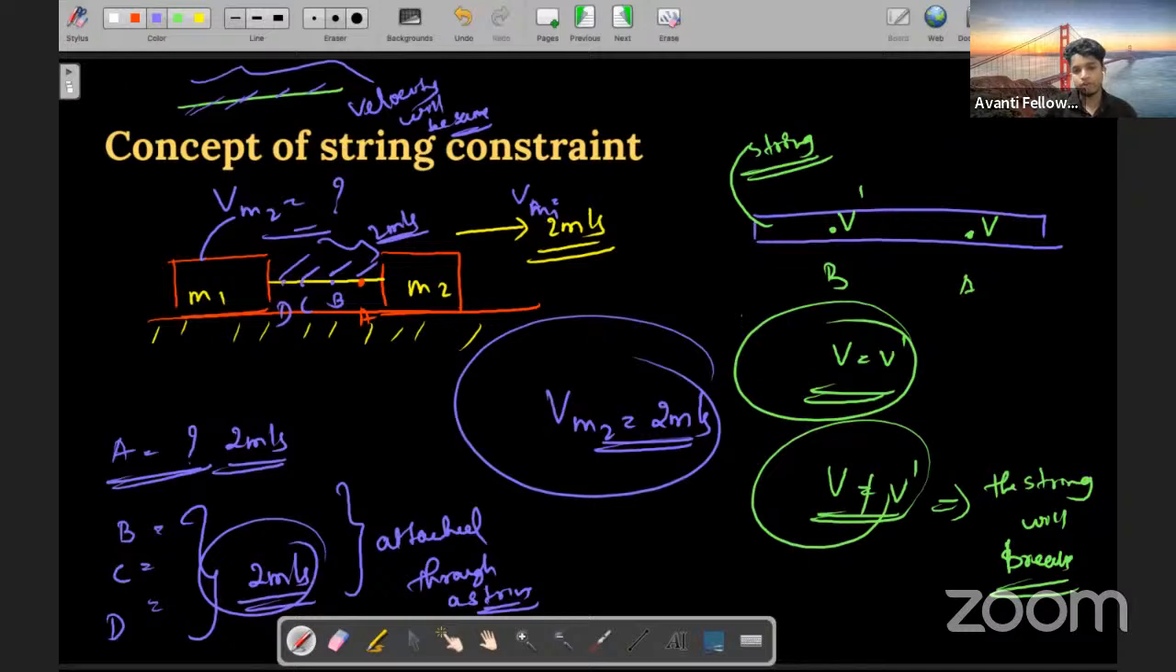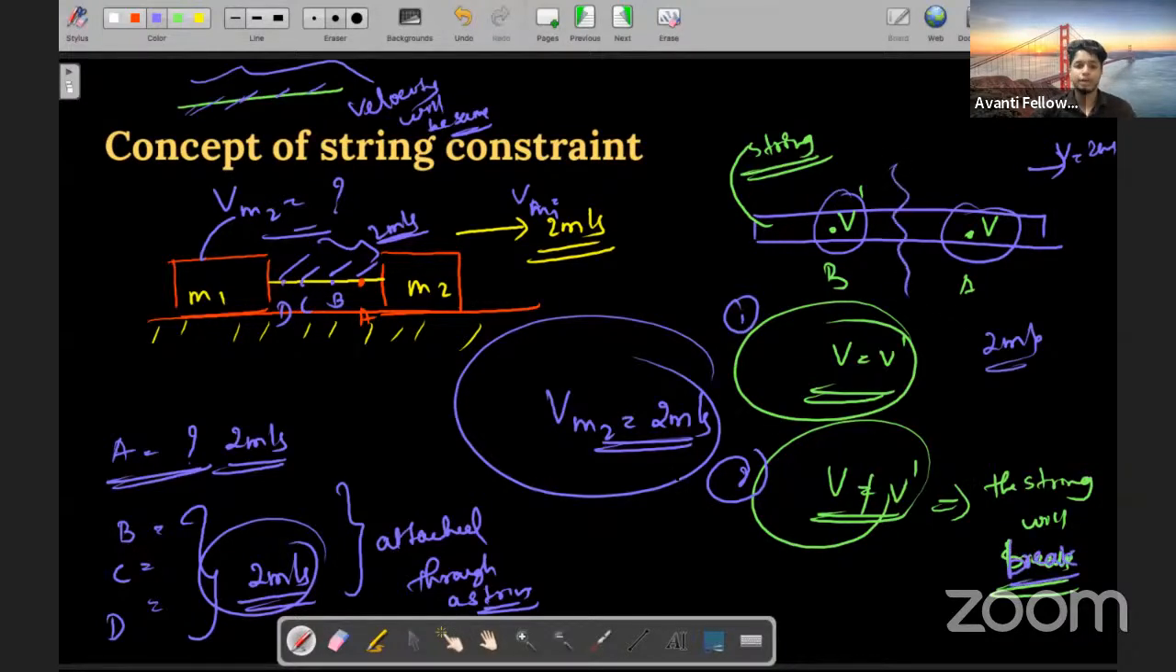Did you get it, students? If the velocities are equal, then obviously it will move. If it is moving with a velocity v of some 2 meter per second, it will be 2 meter per second only. But if it has a different velocity, then the string will break. Students, let me know in the chat.